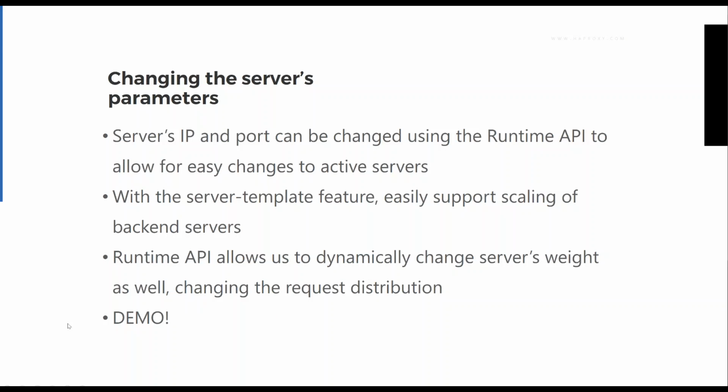What the Runtime API also allows you to do is to dynamically change server's weight as well, which you can then use to dynamically change the request distribution between your servers. So this is useful if you have an external tool that monitors the load of the servers and then switches server weights around in a way where the server that has less load will start getting more requests in order to ease the load on another server that's maybe performing some heavier computations and is more loaded than this one.